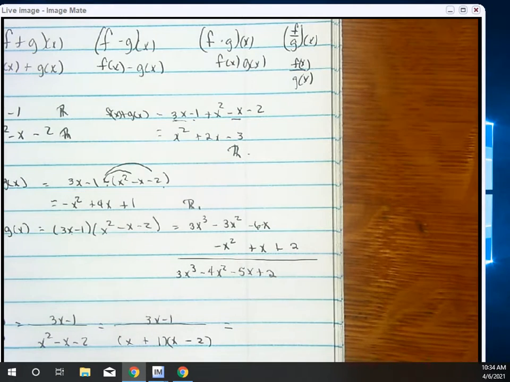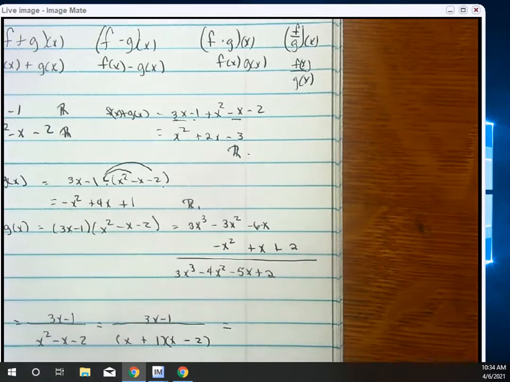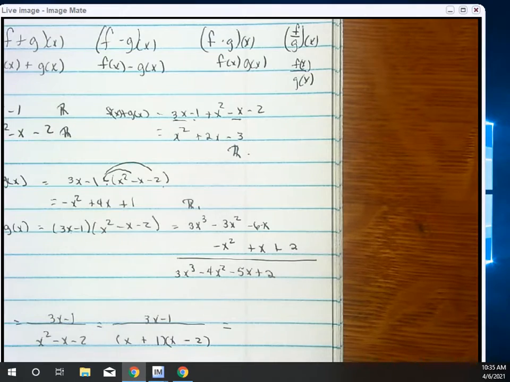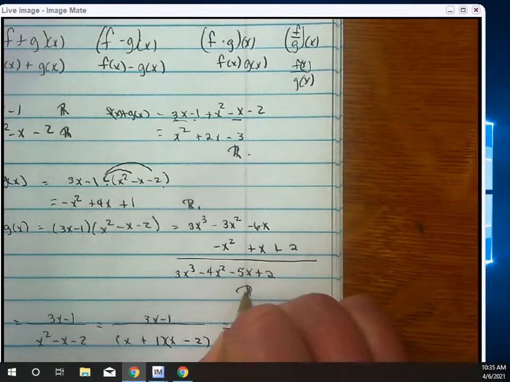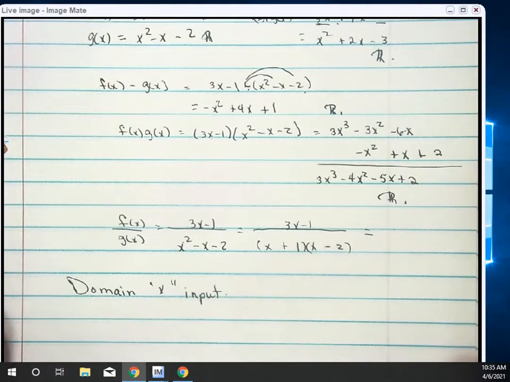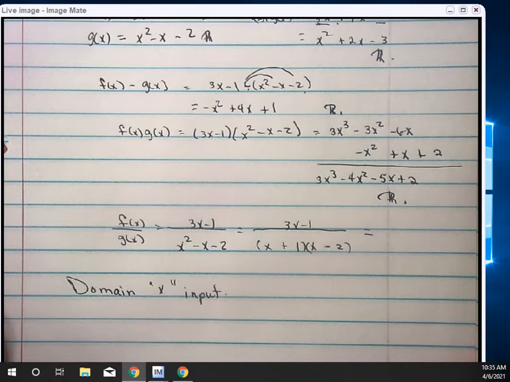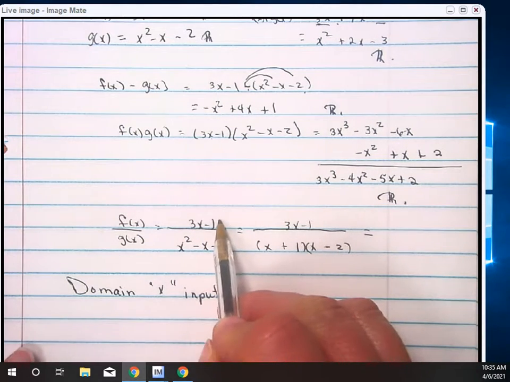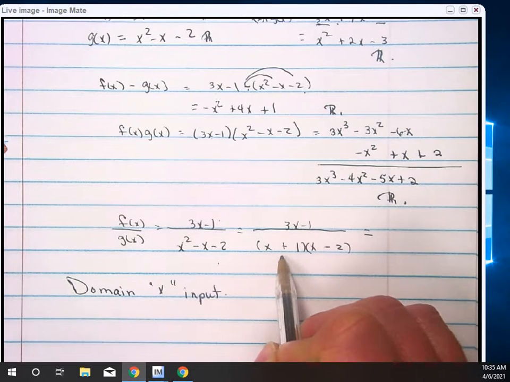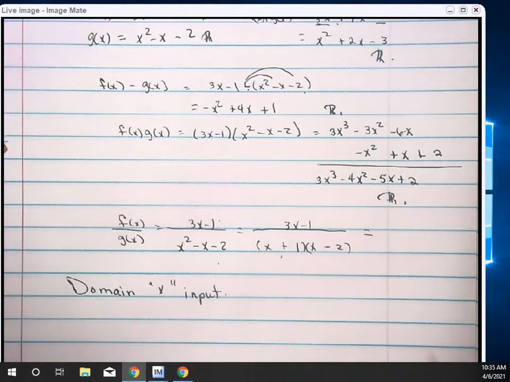The little snaky thing. Okay, so is there any restriction on cubic functions? The domain is all real numbers. Now, this is where the restriction comes in. We are now dividing. We had all real numbers, but now we're dividing. What number can you never divide by? 0. This is why we needed it factored.